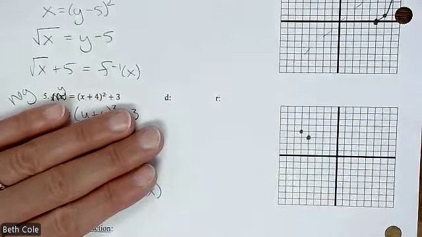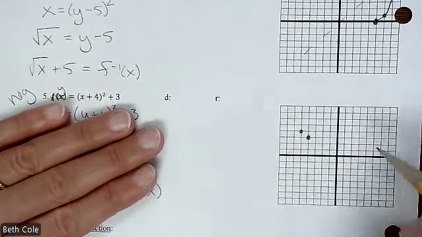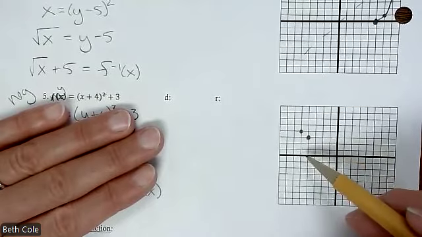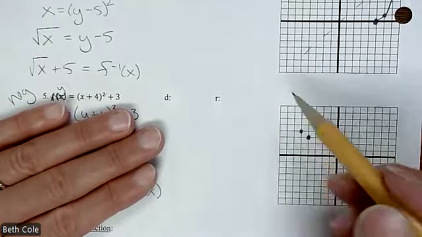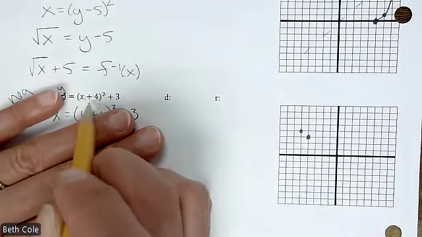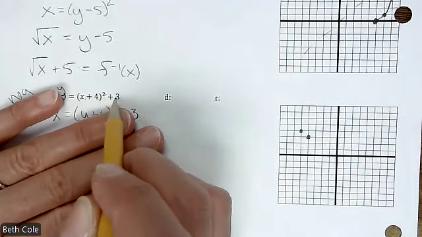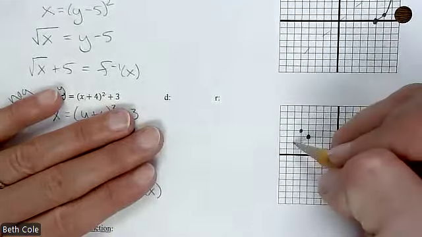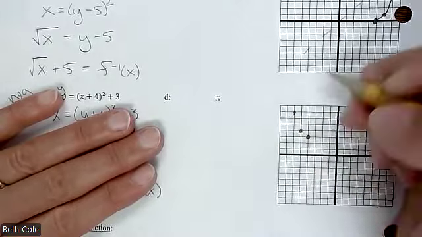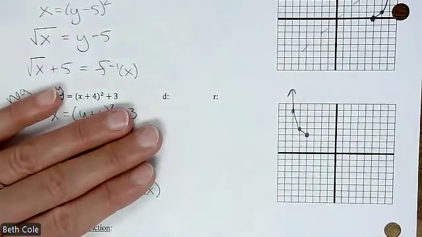And I didn't make a table, but if you want to keep track of your points, you can make a table. So we did (-4, 3), (-5, 4). Let's do -6. -6 plus 4 is -2, squared is 4, plus 3 is 7. And it looks like half of a parabola. Again, you're just choosing a half. You're chopping it in half, picking which half you want.